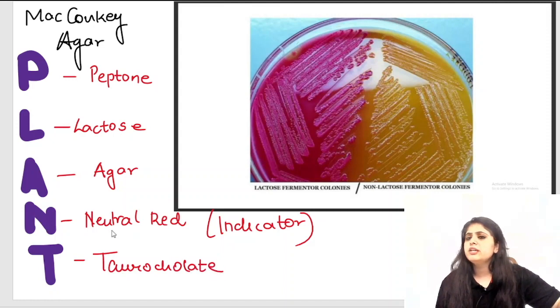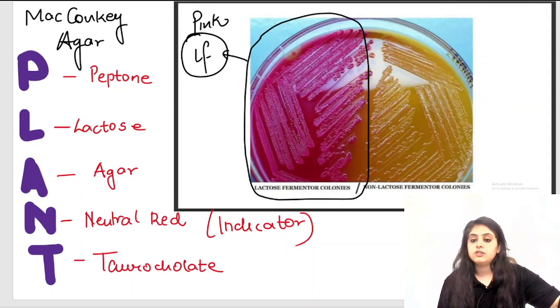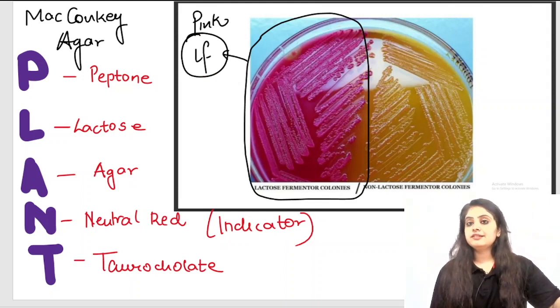So is this going to be an indicator media? Yes. And if the color is going to change, to what color? The color turns out to be pink. That is when I call it a lactose fermentation. When the color turns out to be pink in this case, right? So you can see the pink color, that's lactose fermentation.